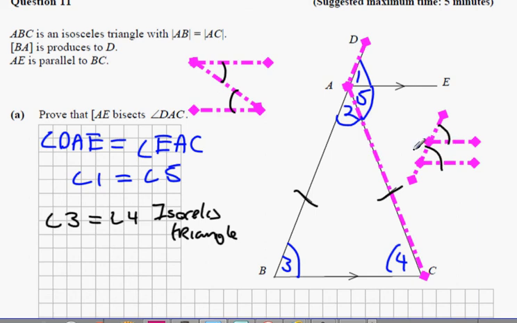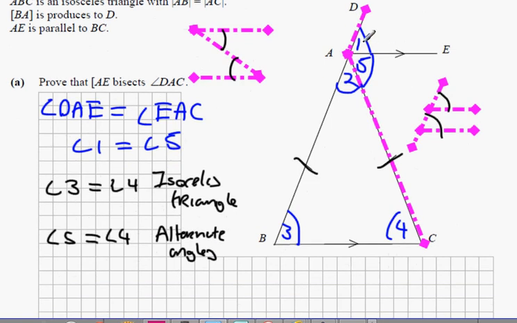Does anybody see anything? Owen, what are you telling me? Angle 5 equals angle 4. What reason? Alternate angles. Okay. What about angle 1? If we were to elongate the line, see this line here? If we elongated it, what could you say about angle 3 and angle 1?